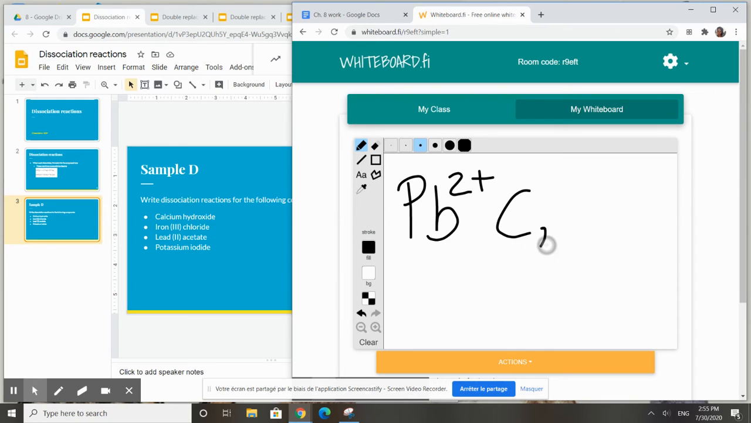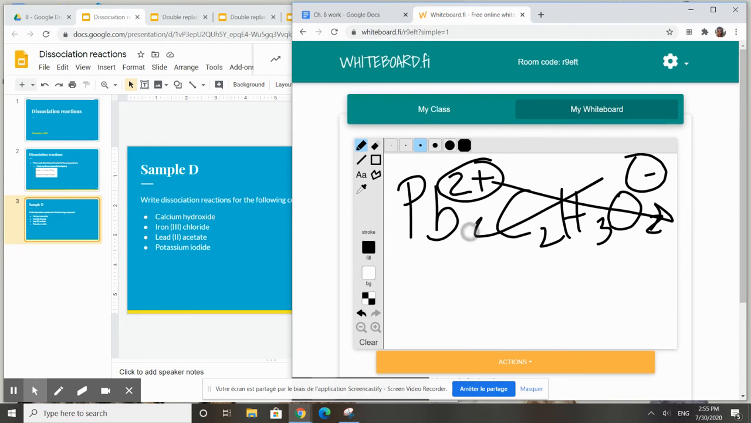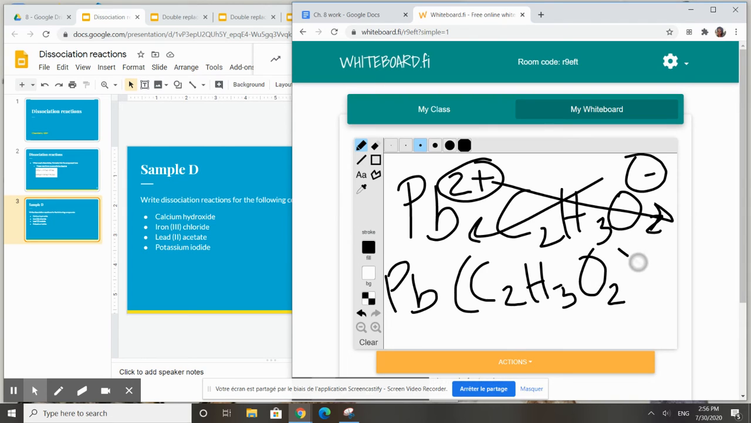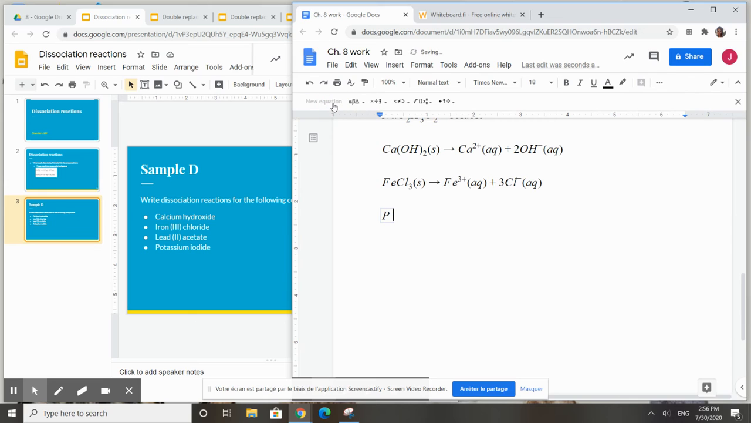Now for lead 2 acetate, so lead, Pb, with a 2+ charge because of the 2 there. And then acetate, I have to go to my polyatomic ion sheet. Crisscross. Remember your parentheses. And then I just take what I get and put that at the start. And then I list the ions.